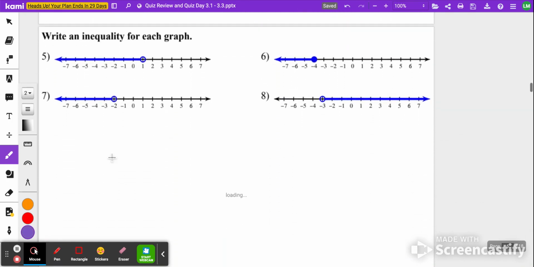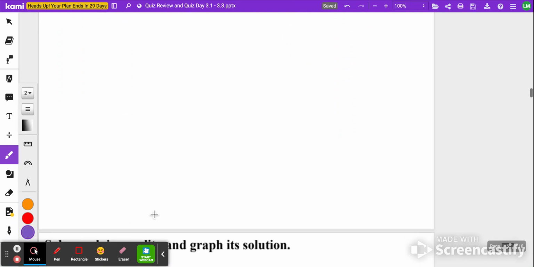As we continue on, writing an inequality for each graph, number 5 should be x is less than 1. That's an open circle pointing left. Number 6 should be x is less than or equal to -4. That's a closed circle pointing left. Number 7, we can say x is less than -2. That's an open circle pointing left. And then number 8, x is greater than -3 because it's an open circle pointing right.